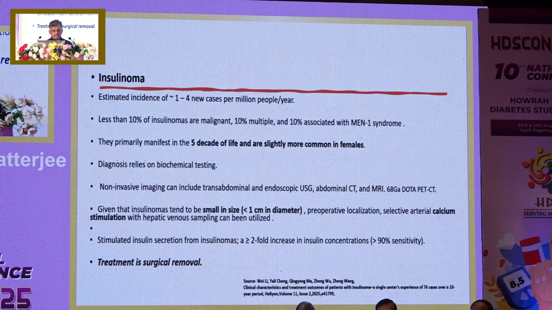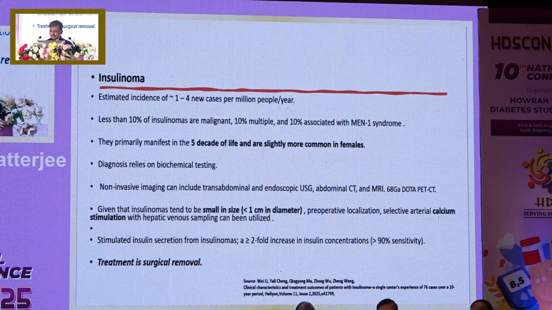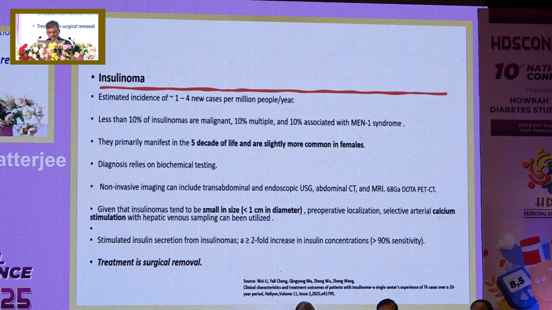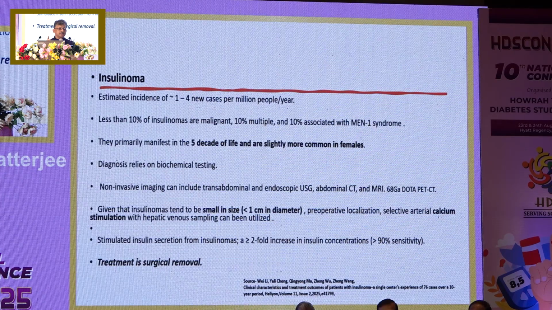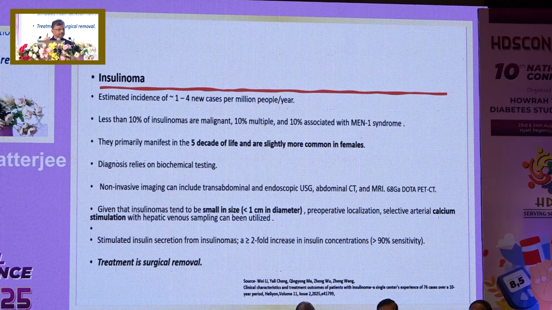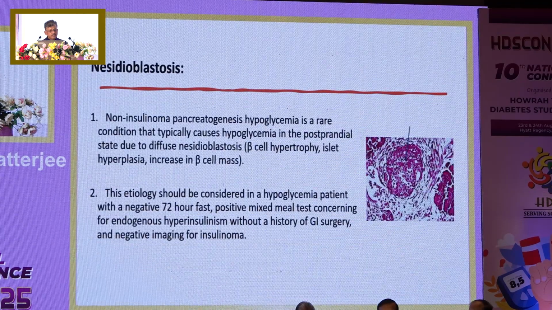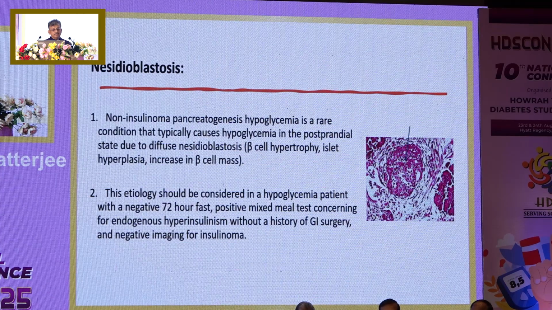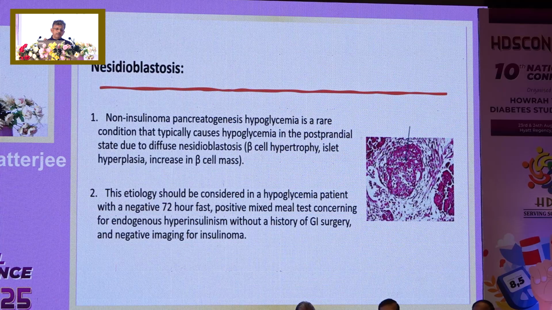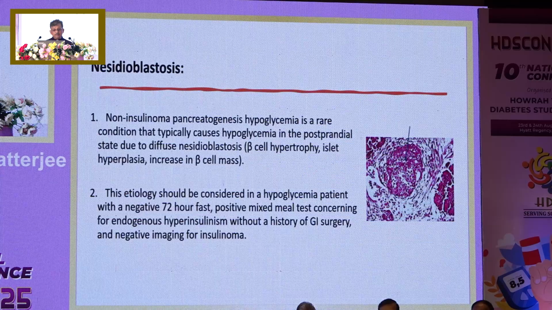Treatment is surgical enucleation in most of the cases, and they are rarely malignant. So insulinoma is probably the diagnosis of exclusion in most hypoglycemic patients. But clinically it is very important. If you find a young patient with recurrent hypoglycemia, very likely it can be a part of MEN syndrome. Nesidioblastosis, even rarer, is a benign hypertrophy of beta cells that can also cause hyperinsulinemia and hypoglycemia, predominantly postprandial.